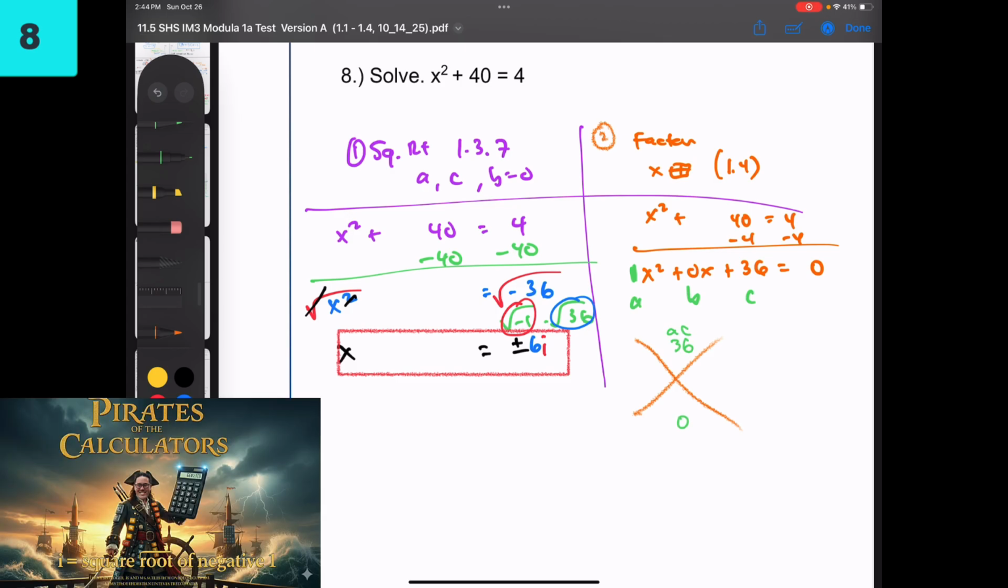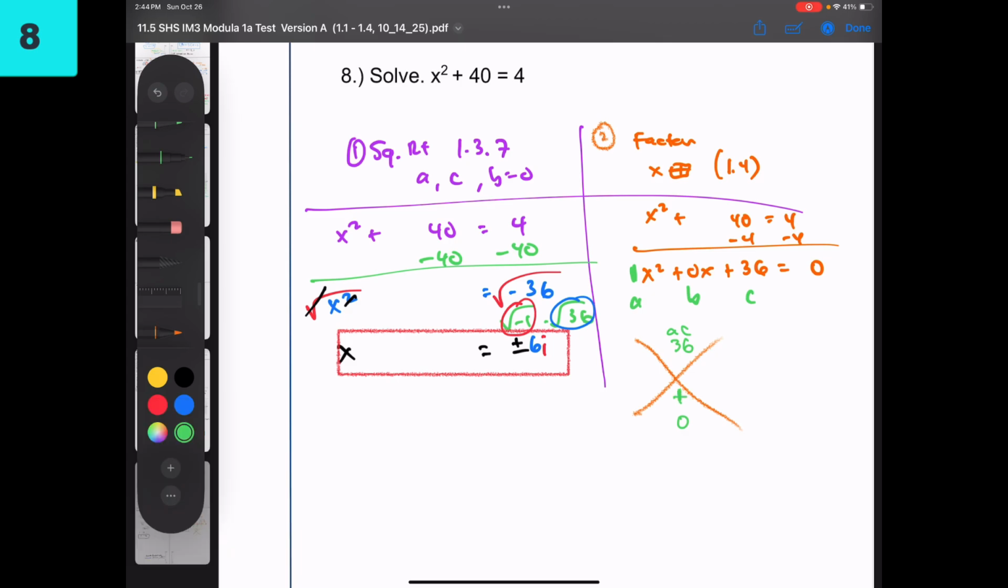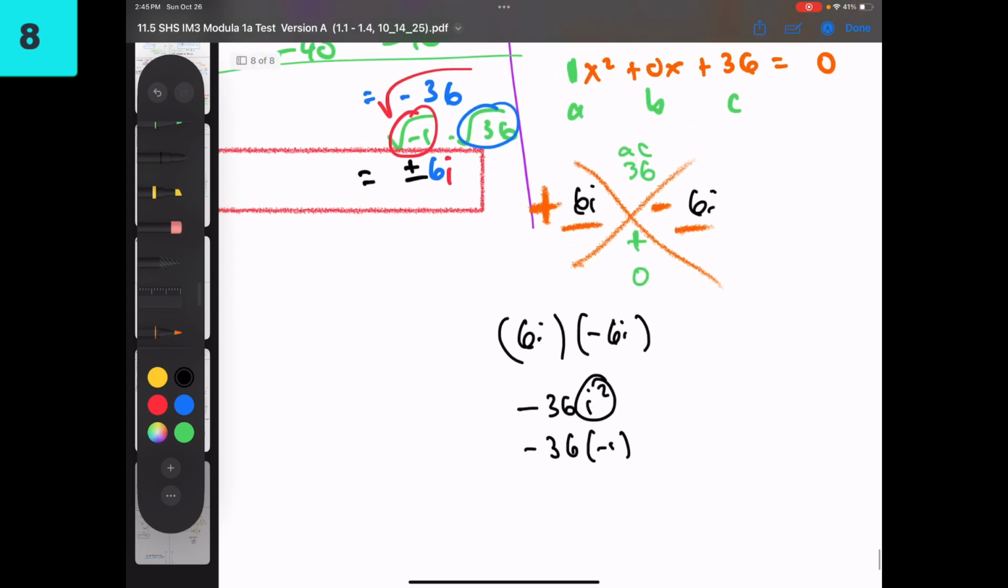So a times c is 36, your b value is 0. Now pay attention. To add to 0, that means your two numbers should be the same, but one is positive and one is negative. The answer is 6i and negative 6i. 6i times negative 6i is negative 36 i squared. i squared is negative 1. So you get positive 36.